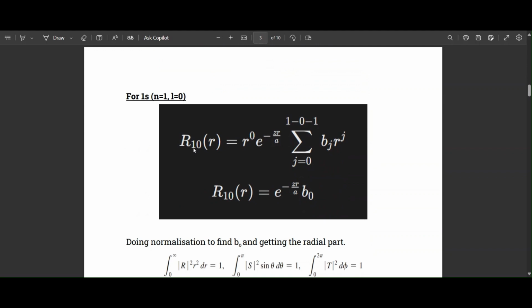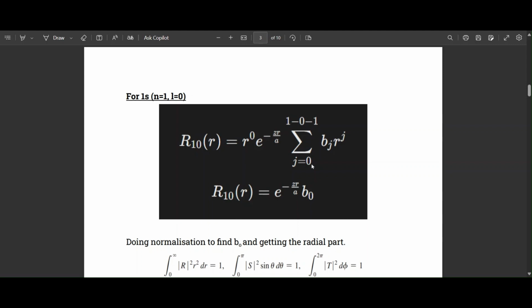We will calculate: put the value of n here and l here, n is 1, l is 0. R की पावर में l था तो r की पावर 0, e minus zr upon na. N was 1, तो I'm just writing a here. Now summation j equals 0 to n minus l minus 1. N is 1, l is 0, and then minus 1. So 1 minus 1 is 0.